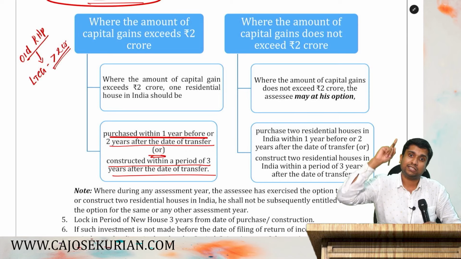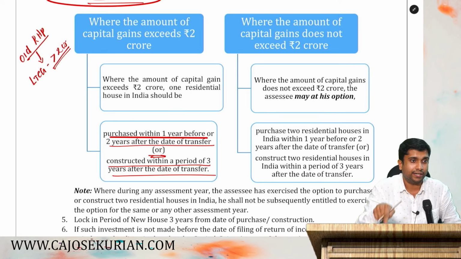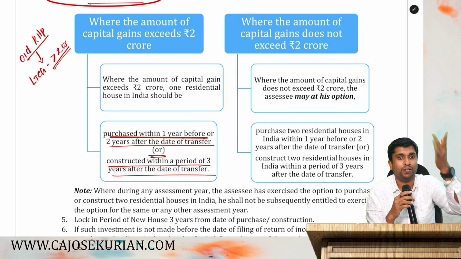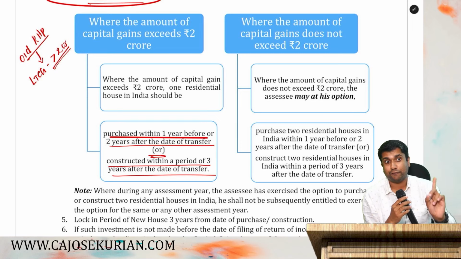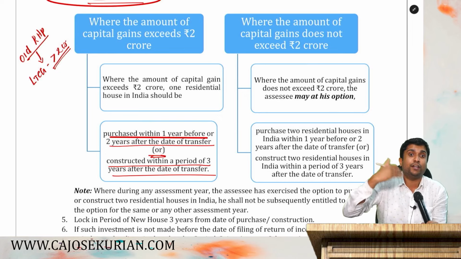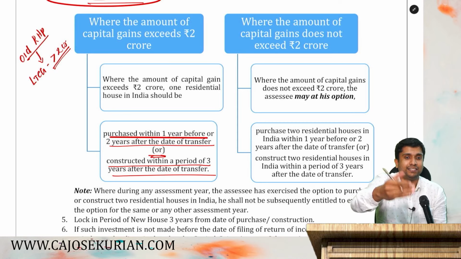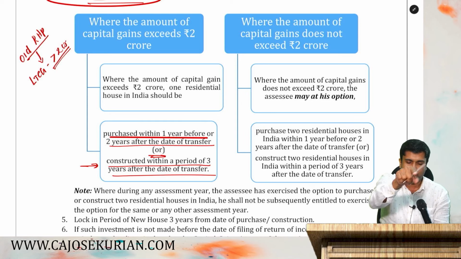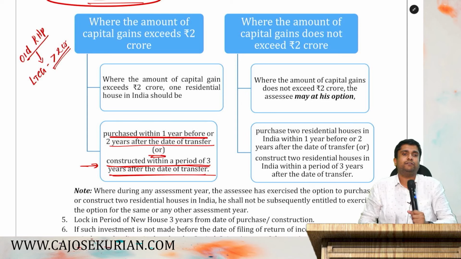Okay, you have purchased the house property 10 years back and you are selling a house property right now. Then you are saying, I purchased the house property 10 years back. Is it possible? No. 1 year before or 2 years after the date of transfer. If I am constructing it, the department is not concerned with the period of starting of construction. They are only concerned about the ending date of construction. What they are saying is, if I am constructing a new house, then the construction should be within a period of 3 years from the date of transfer.